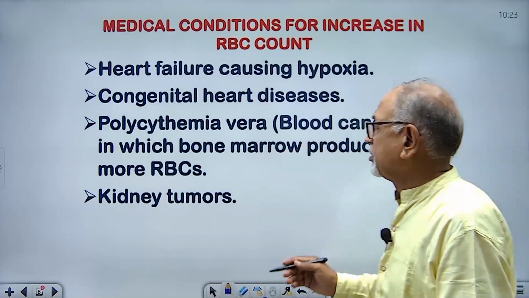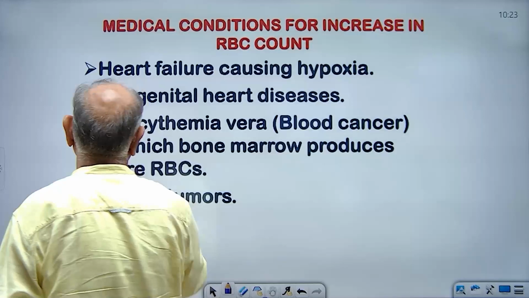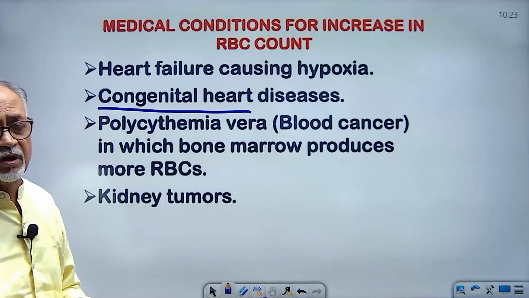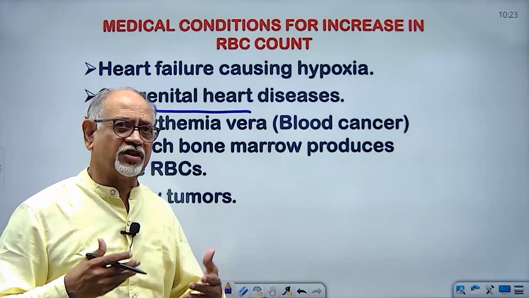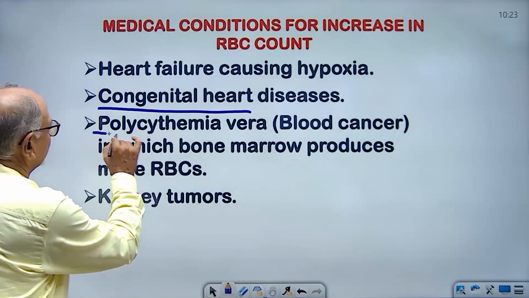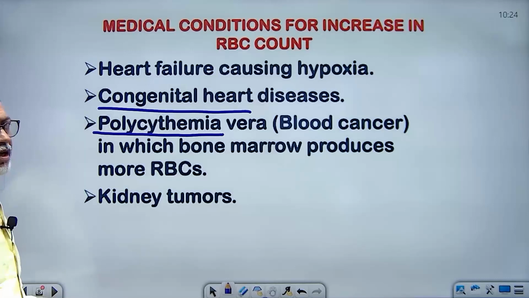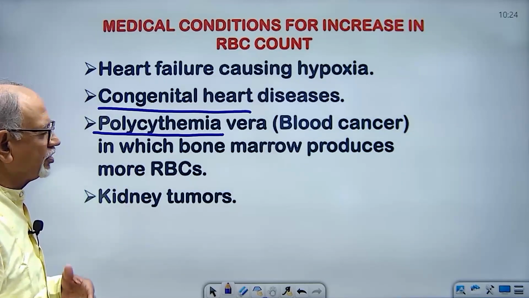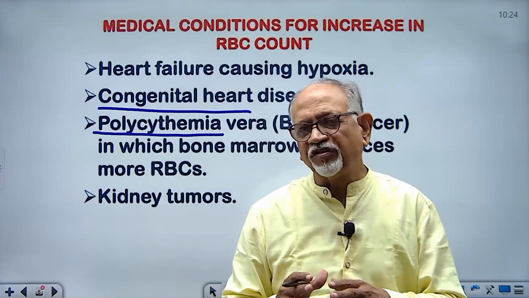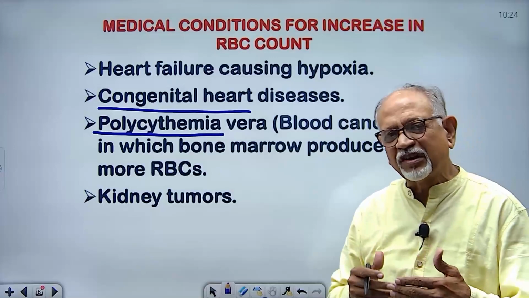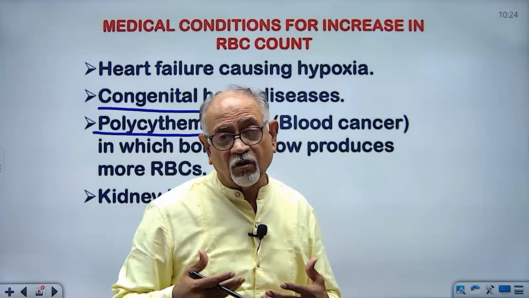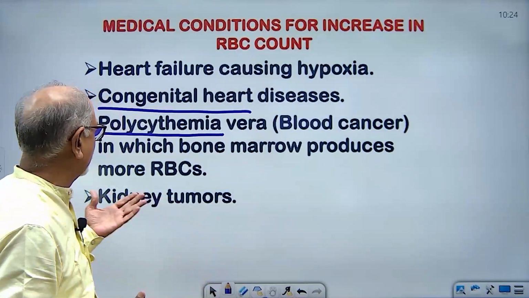Another is the same as in case of congenital heart diseases. In case of children with congenital heart disease also, a sufficient amount of blood is not supplied. Then in case of polycythemia, polycythemia vera or blood cancer is a condition in which the hemopoiesis in bone marrow increases abnormally, thereby increasing the number of all types of blood cells, including RBCs.